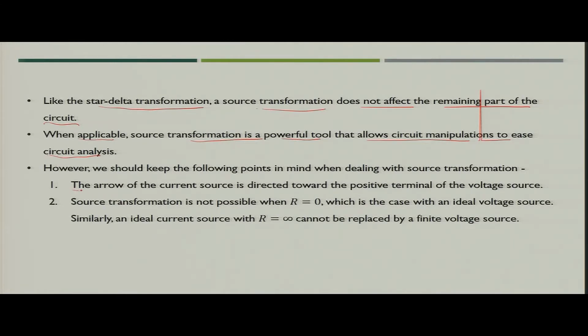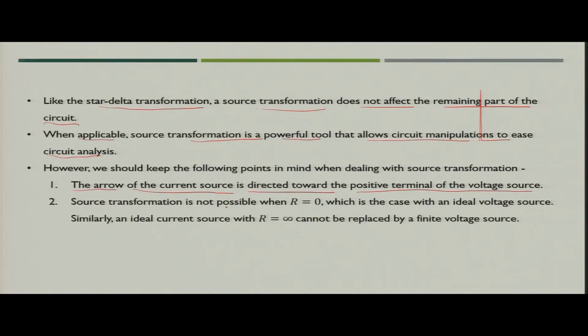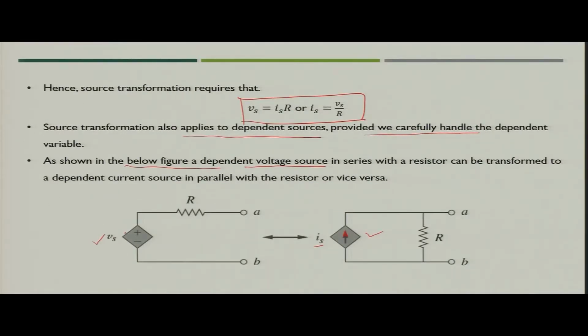What is that? First is that the arrow of the current source is directed towards the positive terminal of the voltage source. Like this is the positive terminal of the voltage source. So, the current source should point towards the positive terminal of the voltage source. Now, source transformation is not applicable when R is equal to 0 in case of the voltage source. So, if you make R is equal to 0, this will become an ideal.